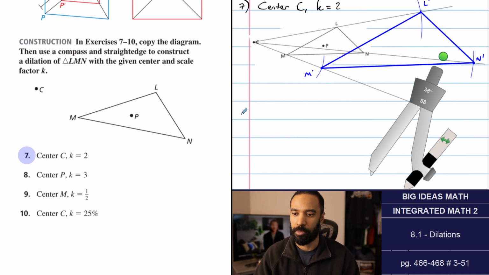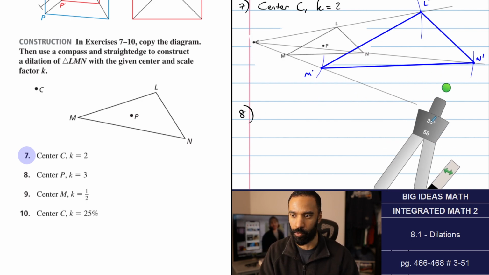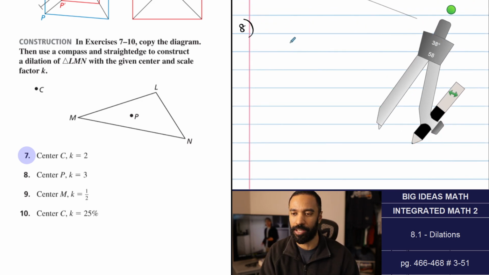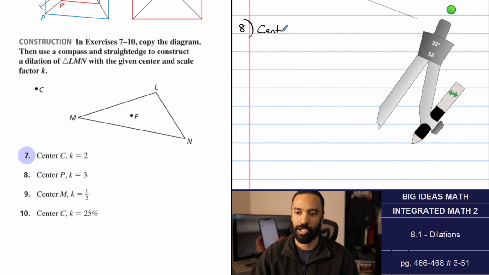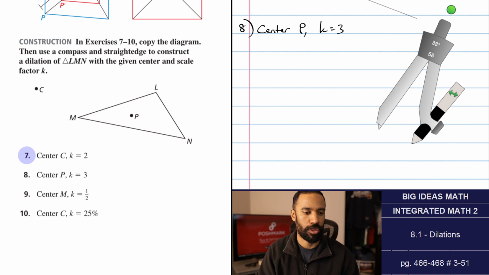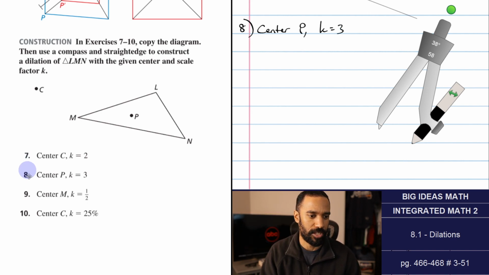All right, let's go to number 8. We're going to go from center P this time. So you're wondering when center P comes into play? Here it is. So number 8, center of P. And K equals 3. Let's go and change that to an 8. Let's paste a new diagram in here.